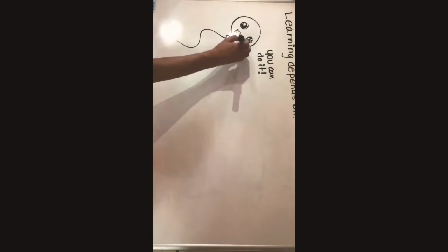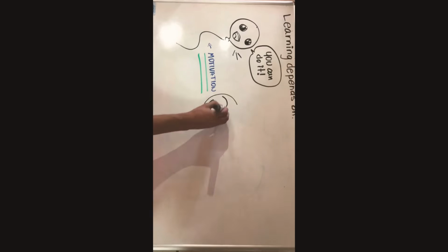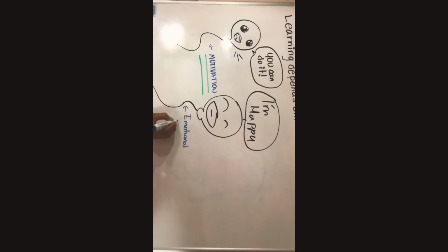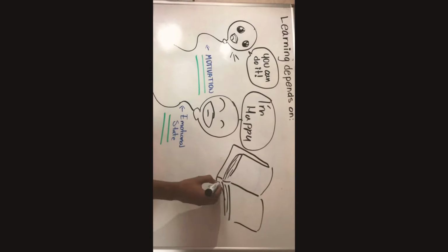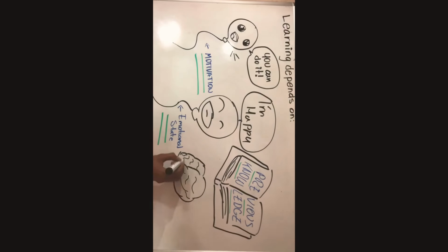Therefore, learning depends on the motivational and the emotional state of the individual who learns, their degree of attention, their previous knowledge and skills, their sensory receptors, as well as the state of their muscles in the case of motor learning.